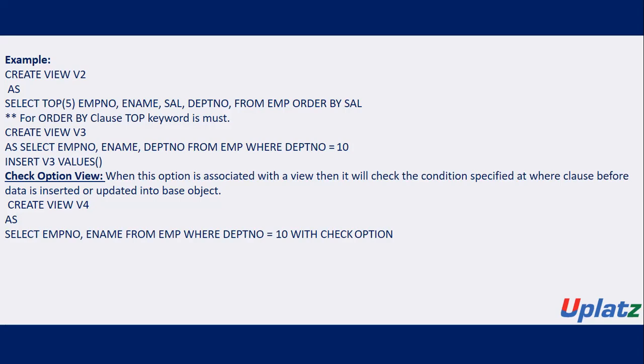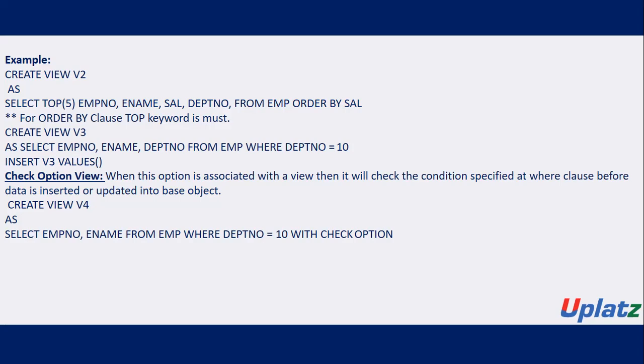It is very simple. For any view that is associated with the check option, the check option is specified after the where clause, and in it we specify the condition. Once the query related to the check option view is executed, it will first check the condition and then allow us to insert or update data into the base object. Let's understand this with the help of an example more clearly.